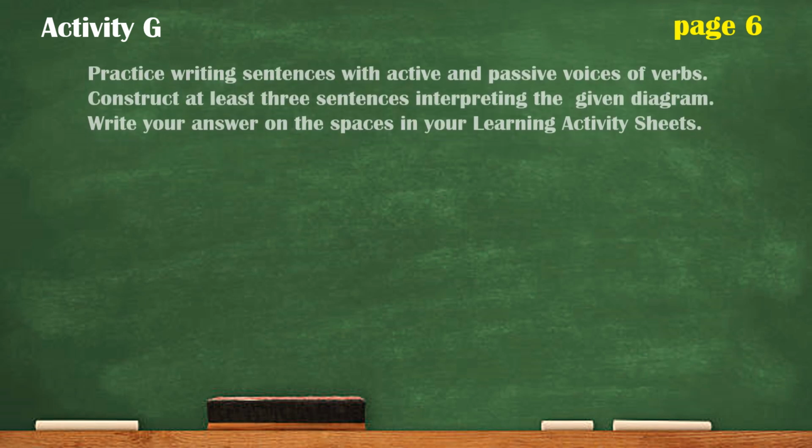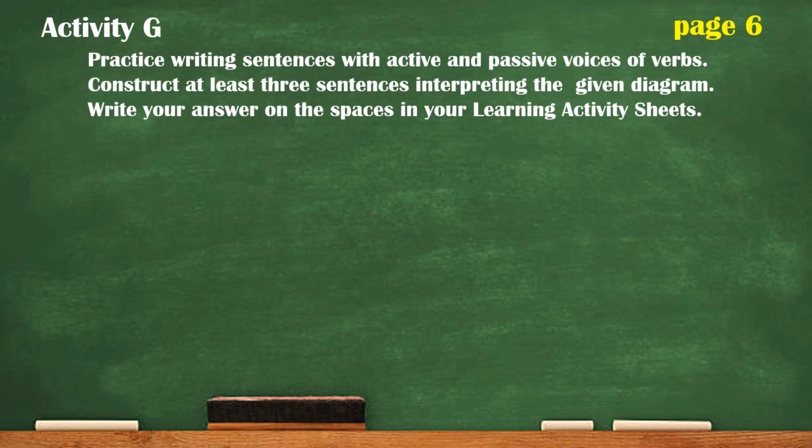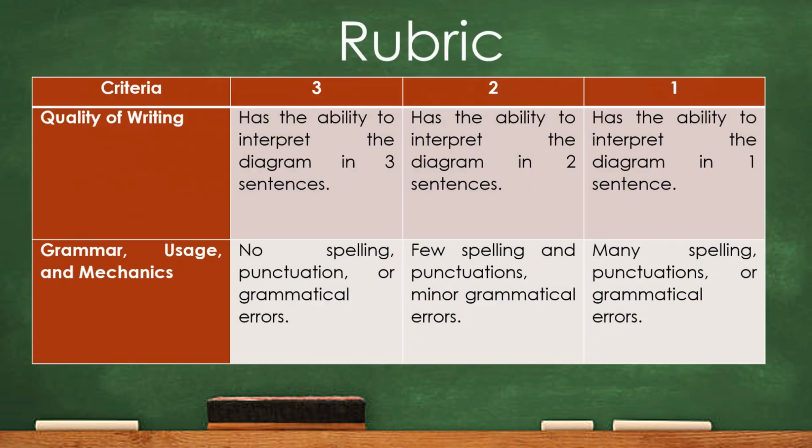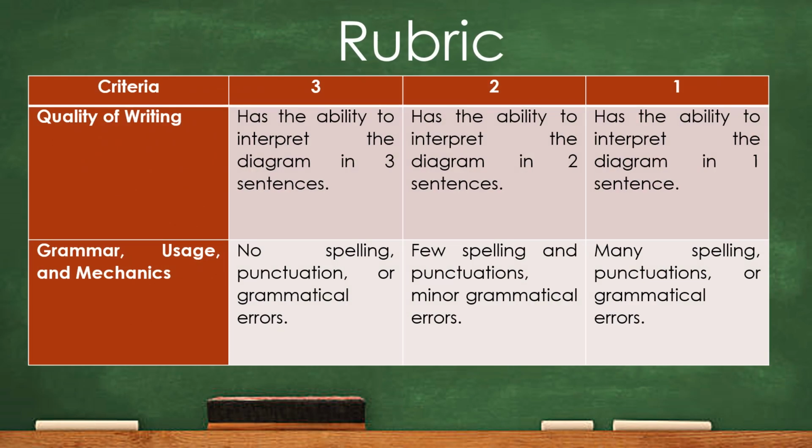For your final activity under letter G, turn to page 6. Practice writing sentences with active and passive voices of verbs. Construct at least 3 sentences interpreting the given diagram. Again, you will construct at least 3 sentences interpreting the given diagram using active or passive voice. Write your answer on the spaces in your learning activity sheets. The scoring rubric is provided for the criteria and evaluation of your output. Good luck and happy writing!